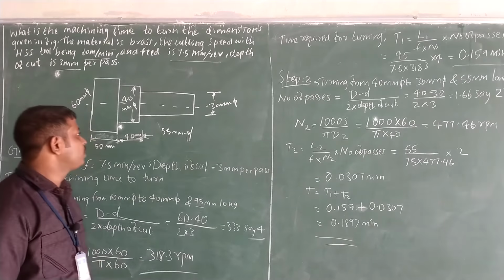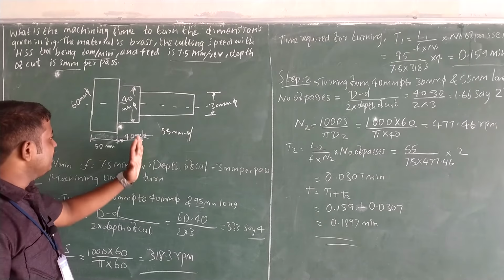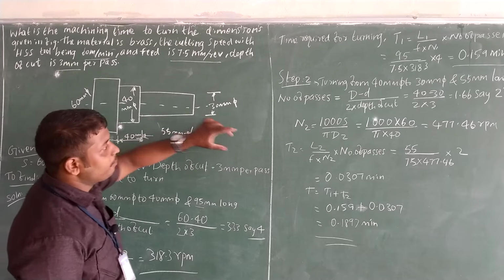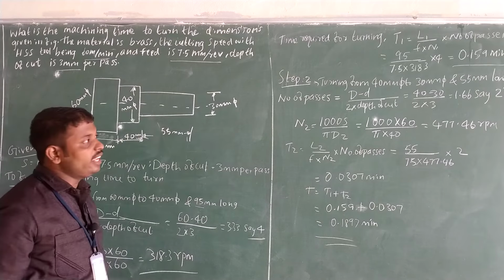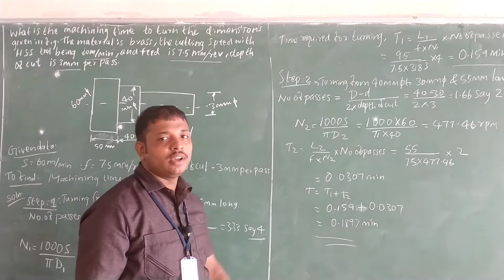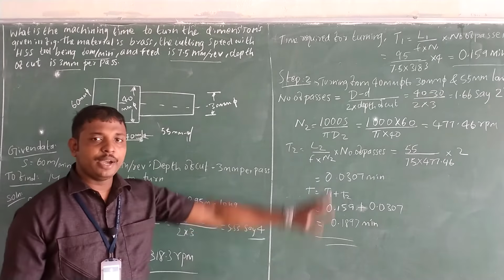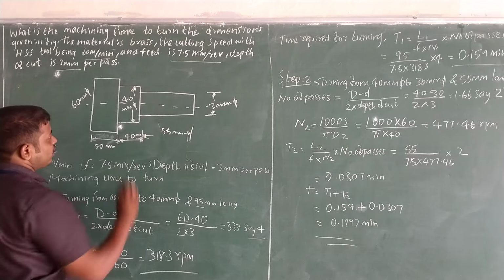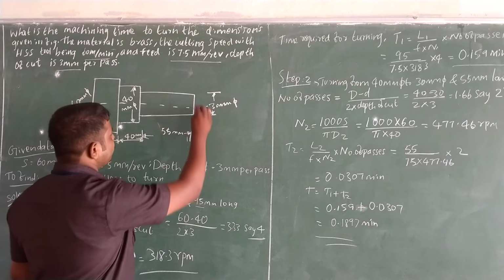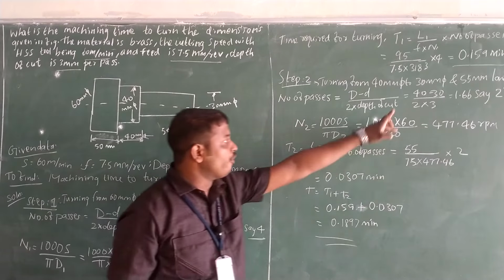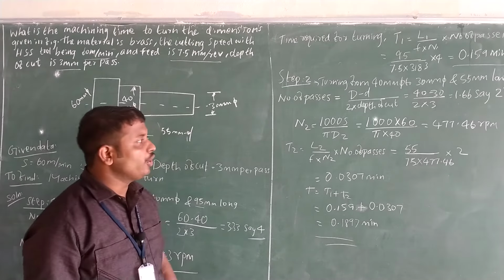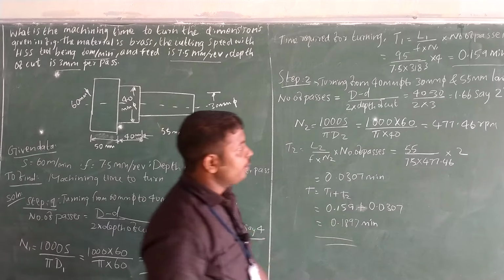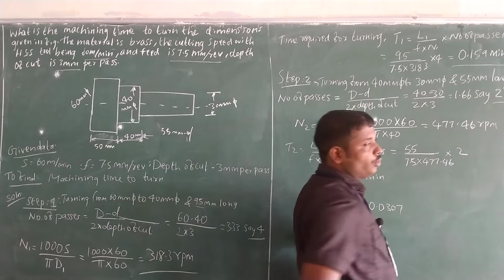Next is step 2, turning from 40 mm diameter to 30 mm, and the length is 55. Here the formula for the number of passes is capital D minus small d divided by 2 into depth of cut. Capital D is 40, small d is 30. So (40 minus 30) divided by 2 into the depth of cut, which is 3. Substituting, 1.66, which we take as 2.